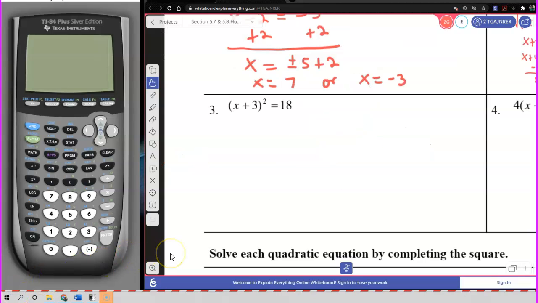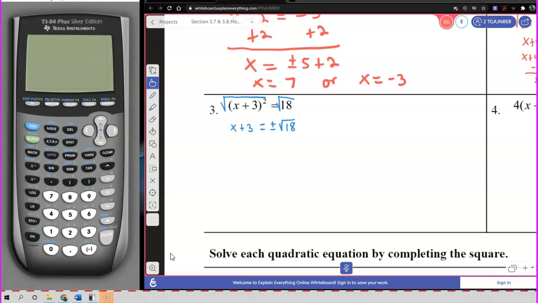For number 3, we notice that we don't have a number in front of the parentheses, so you can automatically find the square root of both sides. So that's what I'm going to do. I'm going to find the square root of the left side, and I'm going to find the square root of the right side. And so what you're left with is x plus 3, since when you have a square root and you have a square, they kind of cancel, equals plus or minus square root of 18. That plus and minus means there's two answers there.